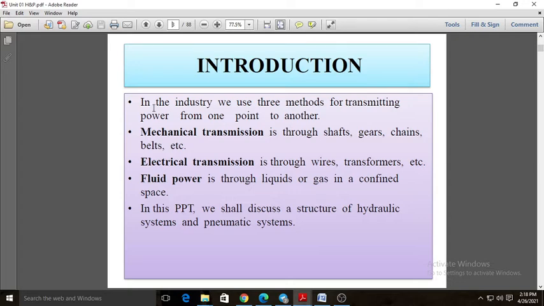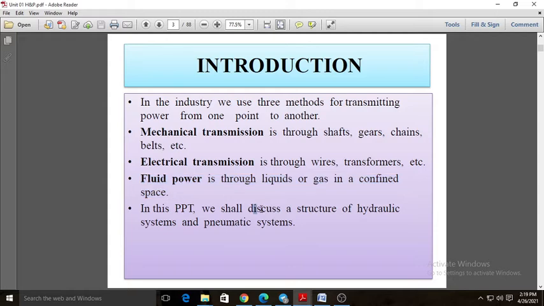Here you can see on your screen, in industry we use three methods of transmitting power from one point to another. First one is the mechanical transmission. You already studied mechanical transmission in your subjects in term 1 and term 2, where power transmission devices such as shafts, gears, chains and belts are used. Then the second one is the electrical transmission, in which electrical power is transmitted by using wires, transformers, etc. And the last one is fluid power, in which power is transmitted through a liquid or gas in a confined space.